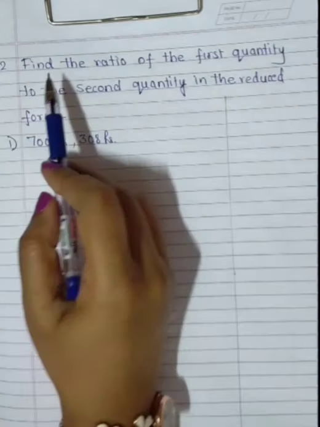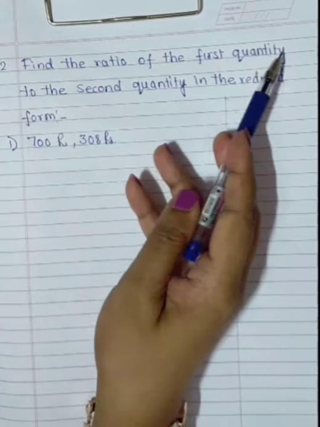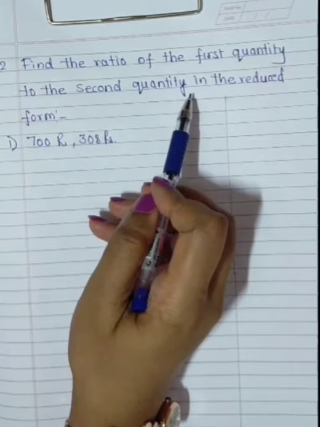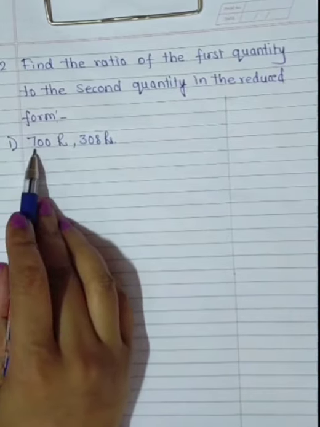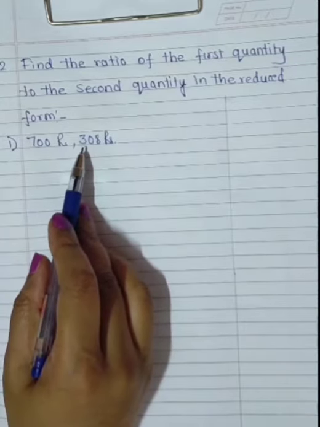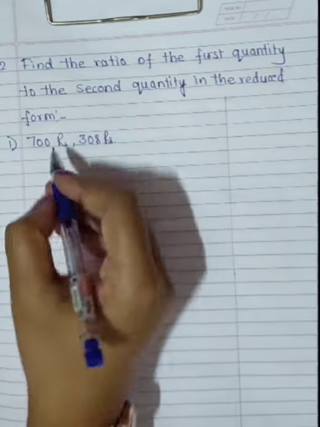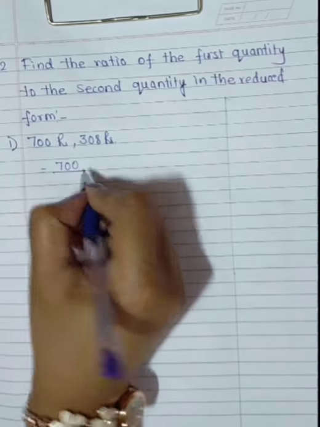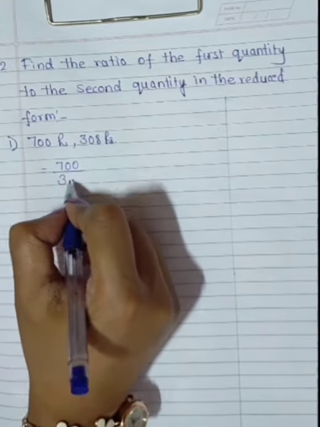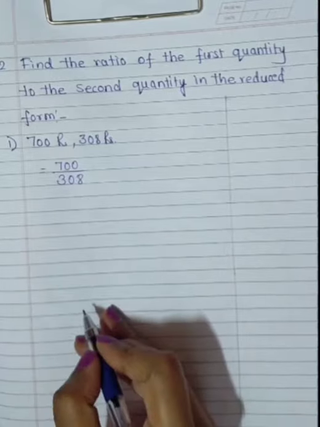Now what is question number 2? Find the ratio of the first quantity to the second quantity in the reduced form. So what is the question given? 700 rupees and 308 rupees are given. So I am writing here 700 as the first term and 308 as the second term.